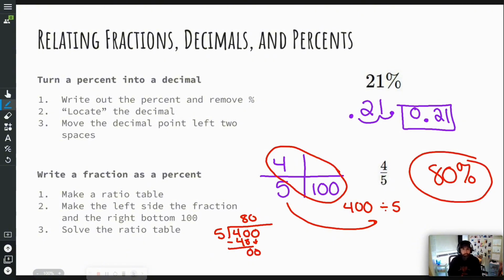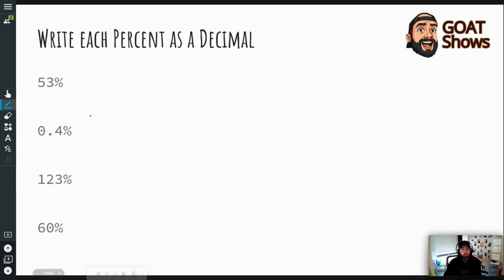Okay? All right, so let's start out with writing percents into decimals, my bad. Write each percent as a decimal. I'm giving you a bunch of them. You're going to try a bunch of them next. So rewrite it without the percent, so that's 53. Put the decimal where the decimal should be. So in this case, after the 53, move the decimal to the left 2 times and put the decimal there. So that gives us 0.53.